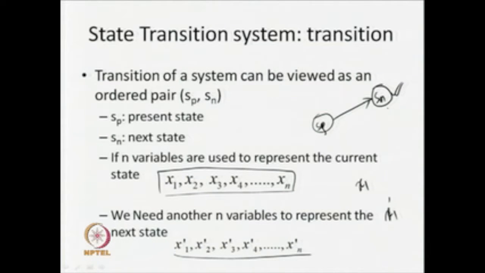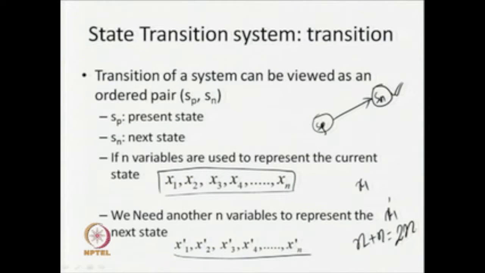So, we now have the representation of the present state, which needs n variables, and the representation of the next state, which involves another n variables. That means we need a total of 2n variables. If we use n variables to encode our states to represent this transition, we need 2n variables, because this is the combination of present state and next state. N variables represent the present state, and another n variables represent the next state. Okay. So, we need 2n variables.